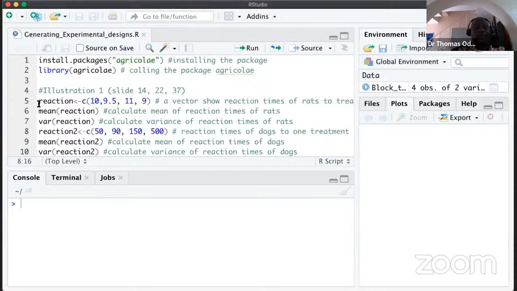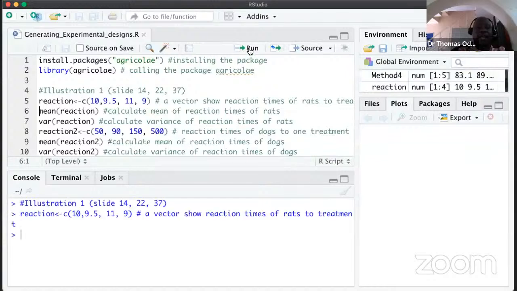The first thing that we already did with my two colleagues is that R works on objects. So you need to create an object. For example, here we are going to create an object called reaction. This object called reaction has only 4 observations: 10, 9.5, 11, and 9. As you can see, each value in the object is separated by a comma.